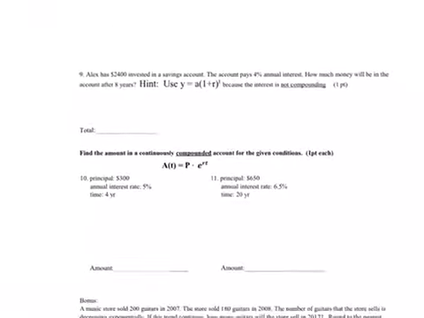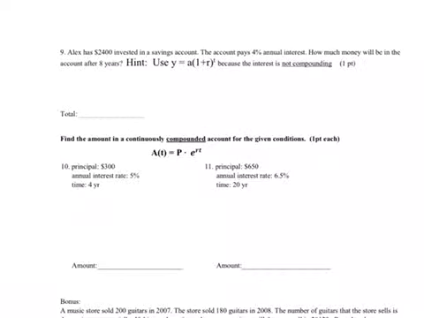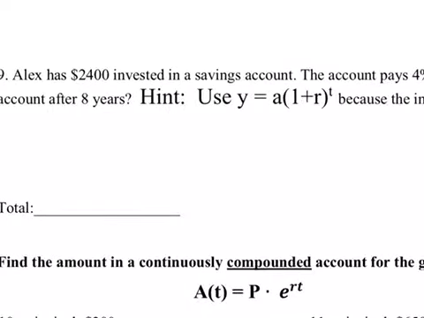All right. So here we have some interest. Alex has $2,400 invested in a savings account. The account pays 4% annual interest. How much money will be in the account after 8 years? And this is just regular interest here, so it's not compounding. So we're going to use this formula here.